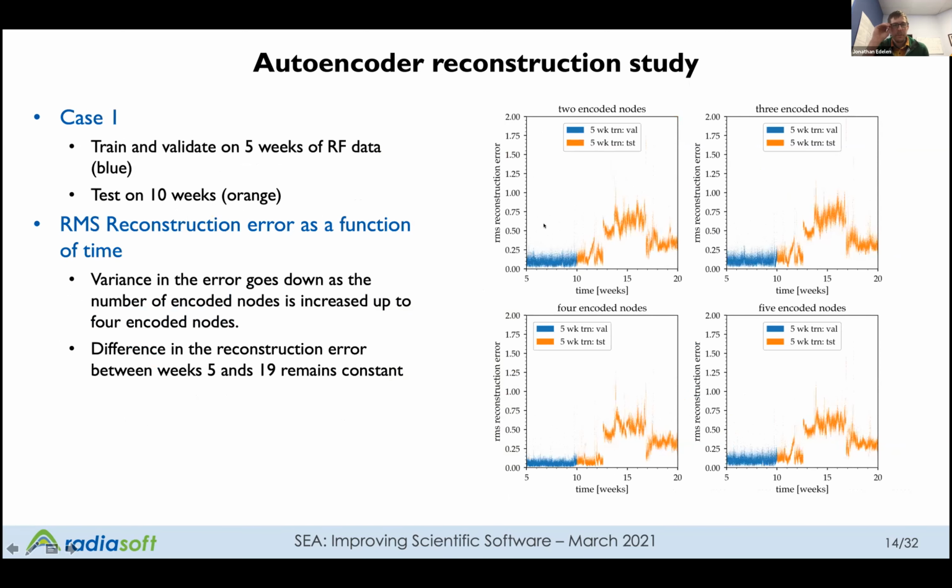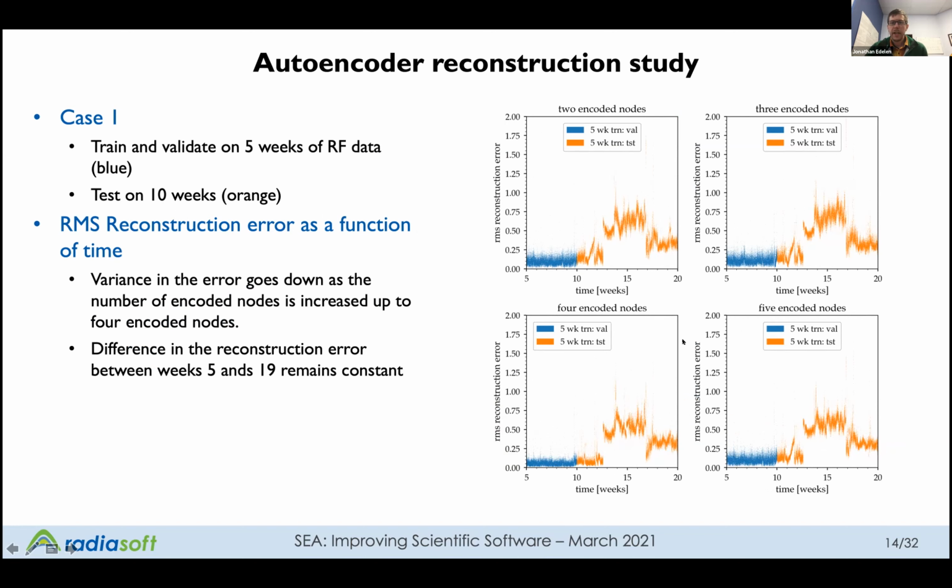For the first case, the data is trained on the first 5 weeks of data and then tested on the last 10 weeks. On the right, you can see the RMS reconstruction error for each of the 4 network architectures. In general, as you increase the number of encoded dimensions, the variance in the validation set goes down. There's a pretty large variance in the RMS reconstruction error during these first 5 weeks for 2 encoded nodes. When you go to 4 encoded nodes, that variance goes down quite a bit.